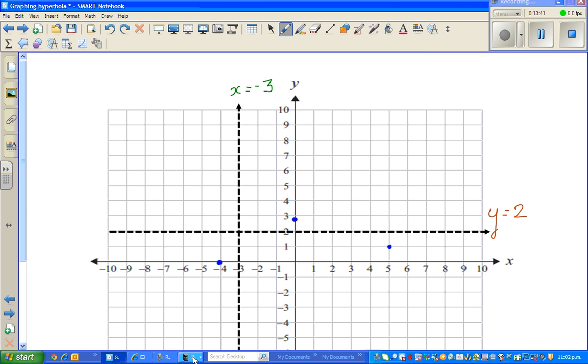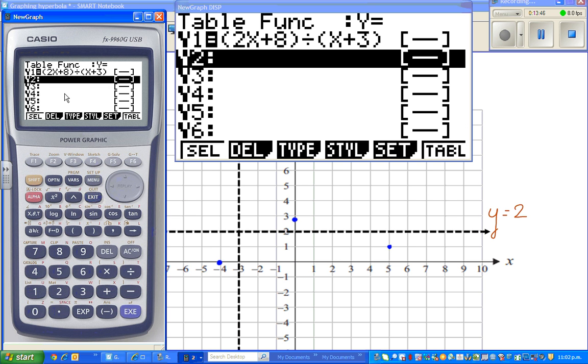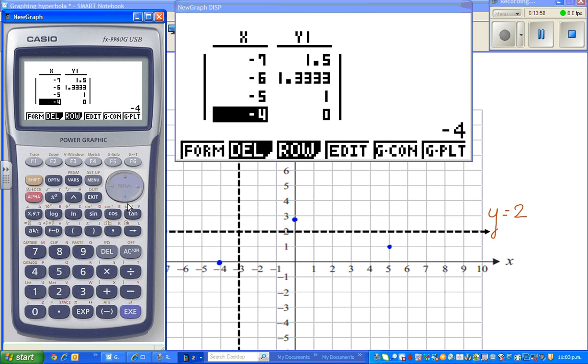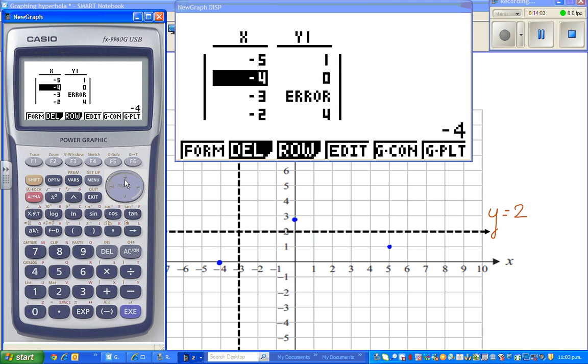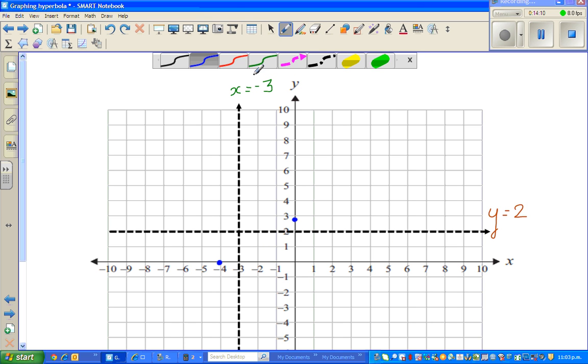Have I made some mistakes? Let me check my equation. 2x + 8, that's right, divided by x + 3, that's right. Okay, table. Let me scroll down. Oh, this is negative 5, 1. Yeah, that's right. I was wondering what was happening. It's negative 5, 1, so this is this point.